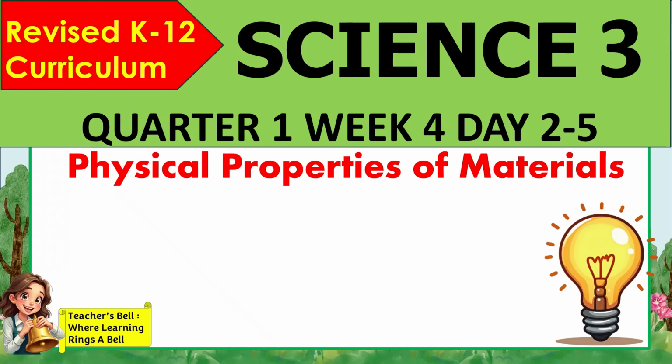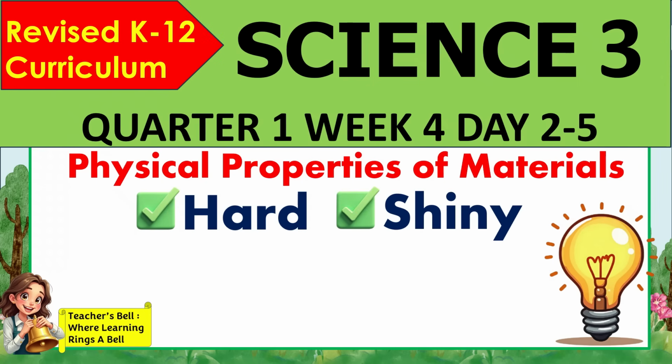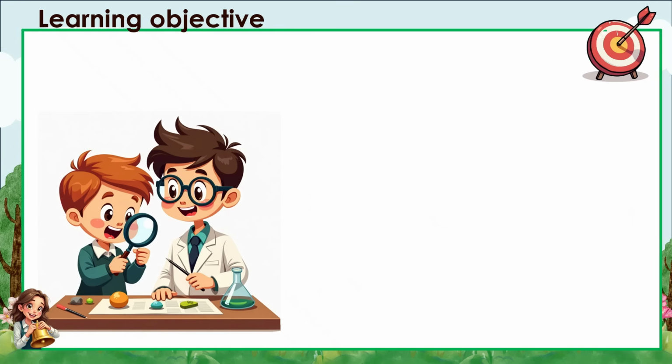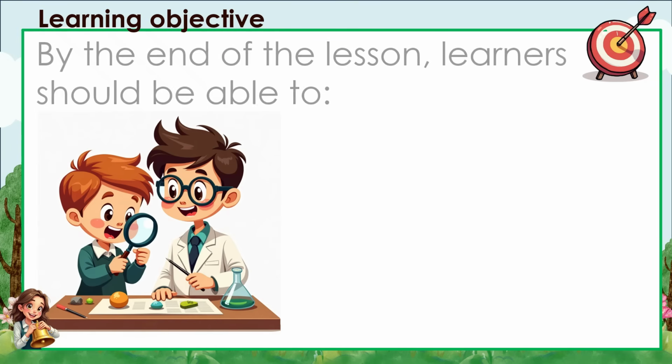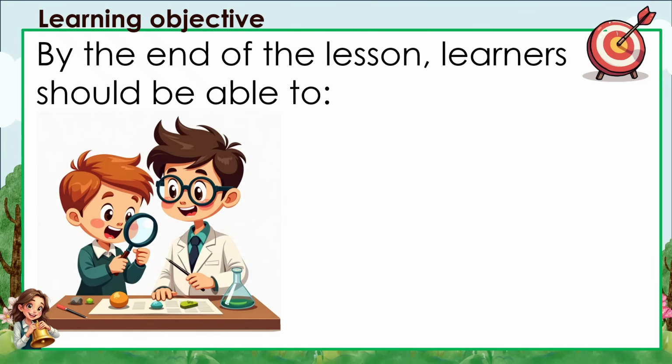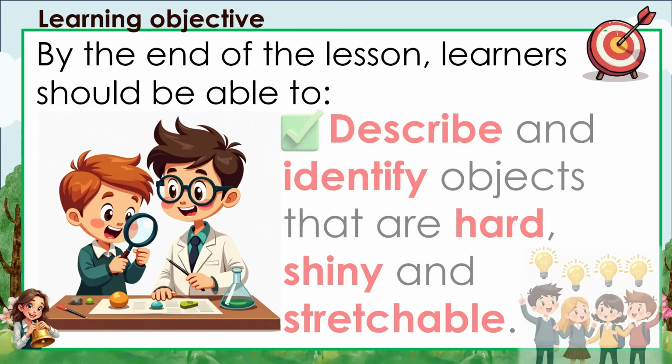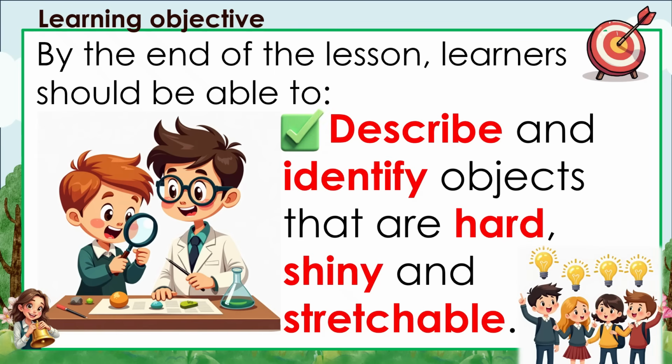Good day, everyone! Welcome to Science 3 Revised K-12 Curriculum, Quarter 1, Week 4, Day 2 to 5. Physical properties of materials. Hard, shiny, stretchable. Learning objective. By the end of the lesson, learners should be able to describe and identify objects that are hard, shiny, and stretchable.